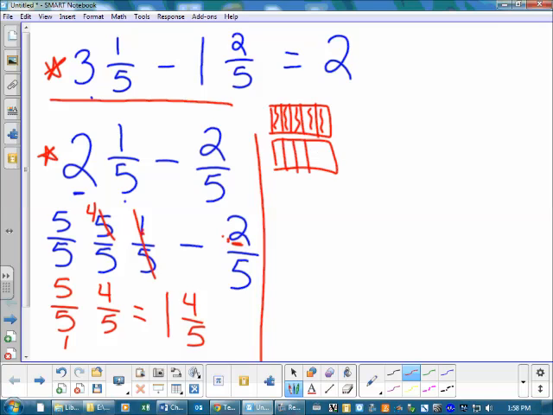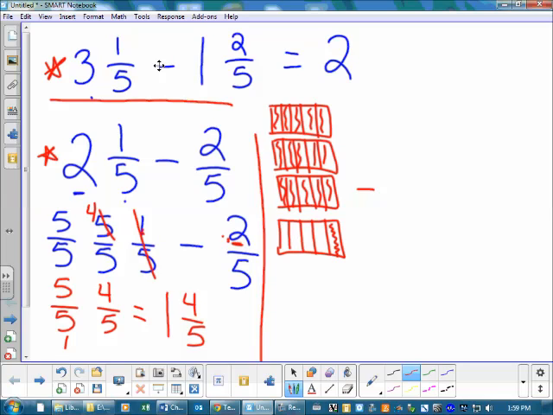1, 2. There's another whole, and here's one more. So that's 3 wholes, and then our 1/5 looks like this. I'll draw this one a little neater. We only have 1 in there, right? That's our 1/5. That's 3 1/5.